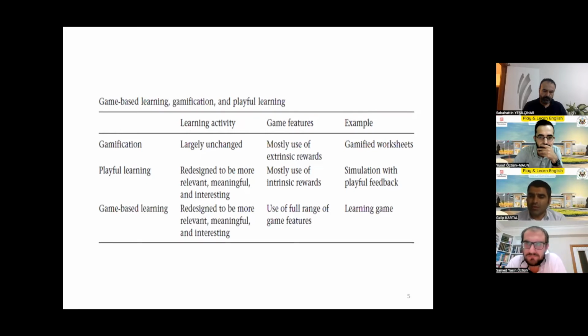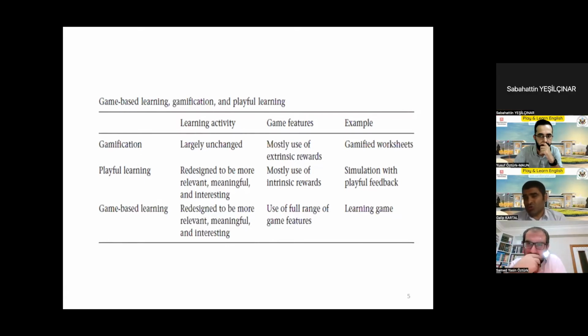And when we win, the answer is very easy: when students are engaged, when they have fun, and when they learn something. That's why in the gamification part, you have gamified worksheets. Playful learning and game-based learning are also used for these words. And the game-based learning one is the most, let's say, general one.